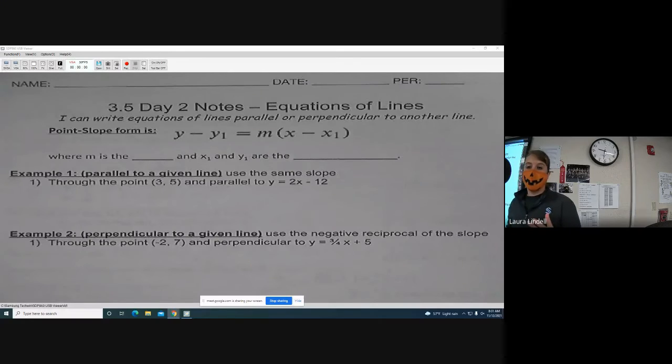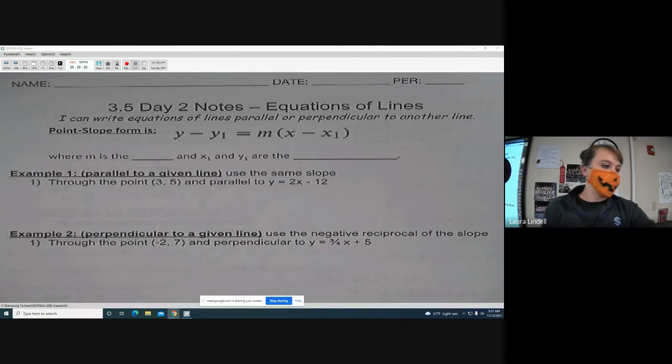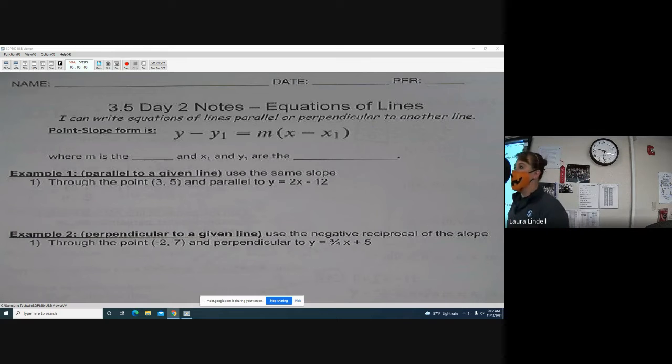A slope in and of itself and what makes a slope parallel or perpendicular to a line with another slope. So today we're going to actually talk about writing equations of lines that are parallel or perpendicular to another line. And the format we're going to use today is point-slope form.